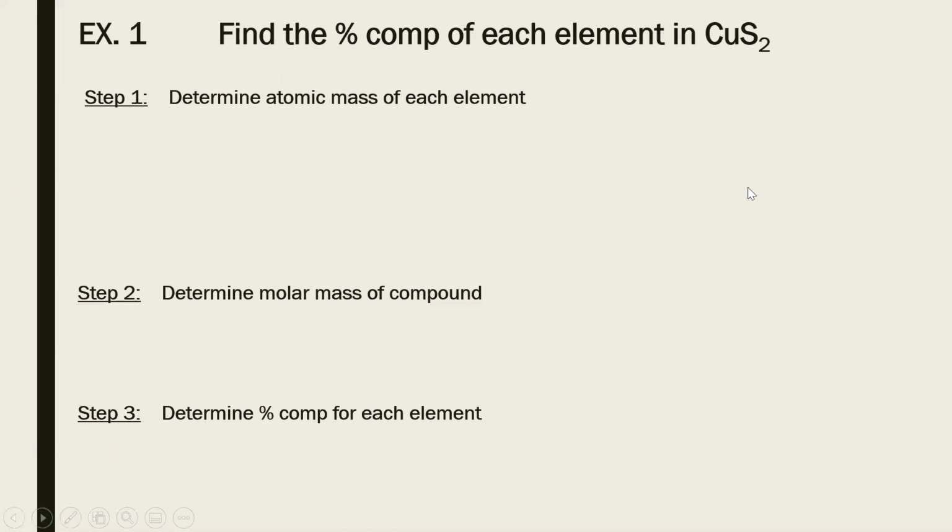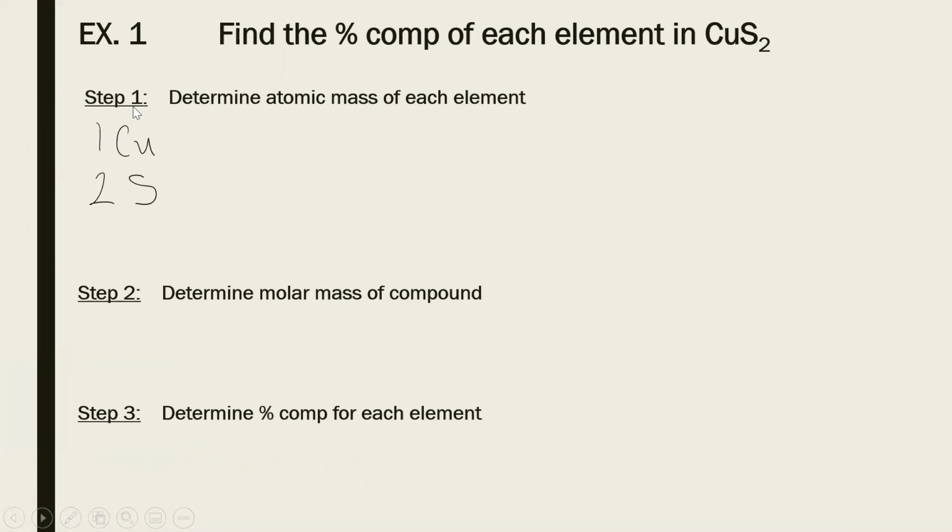So example 1, find the percent composition of each element in this compound, copper sulfide. I've broken it down to 3 steps for you just so you get the hang of it. Step 1 is to determine the atomic mass of each element in its proper quantity. So this is kind of throwing it back to Chem 1. You have to break apart the compound into its parts. So we have 1 copper and 2 sulfur.